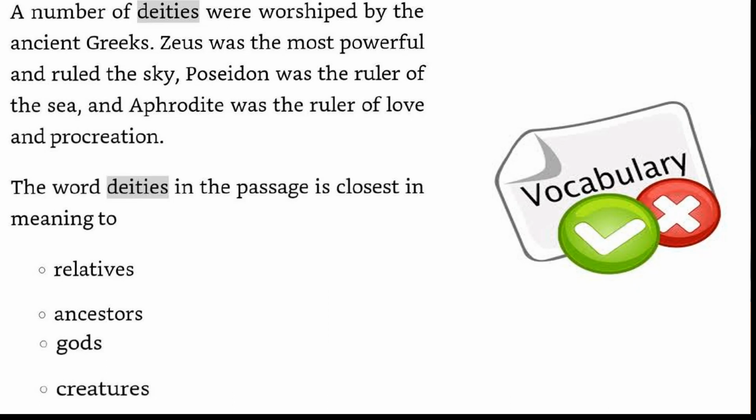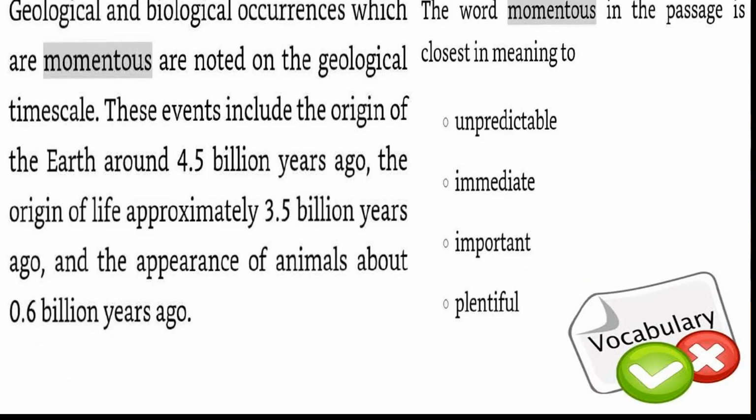You were given three examples: Zeus, Poseidon, and Aphrodite. If you know a little about Greek mythology, you know that these three figures were gods in ancient Greece. You can use that knowledge to get you to the correct answer, actually.